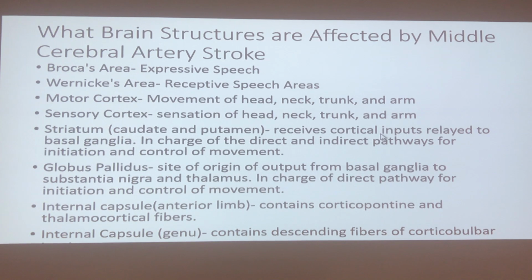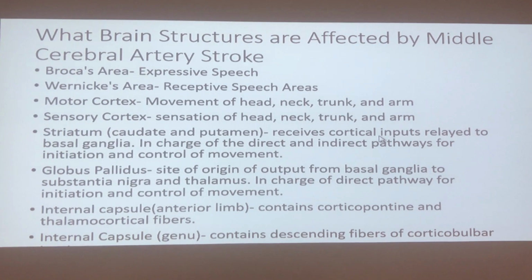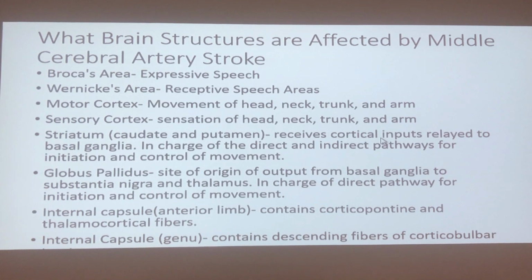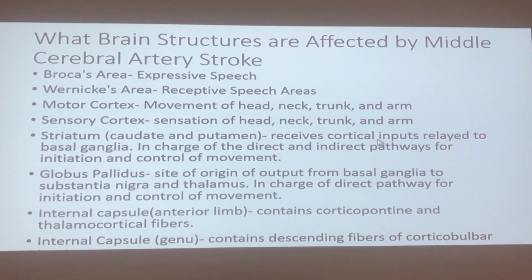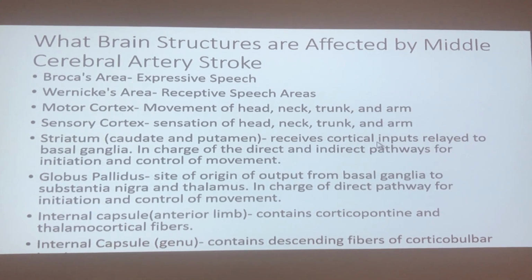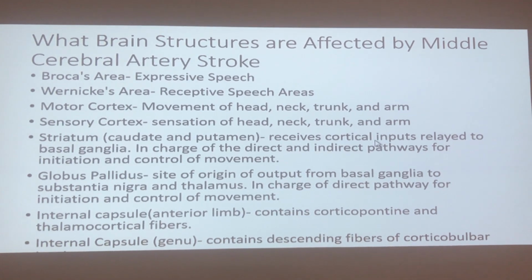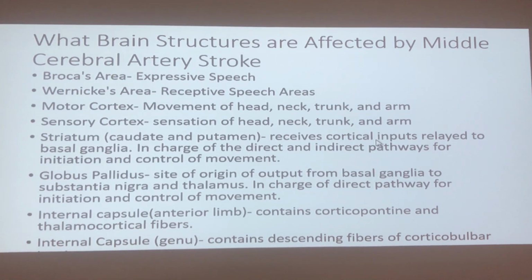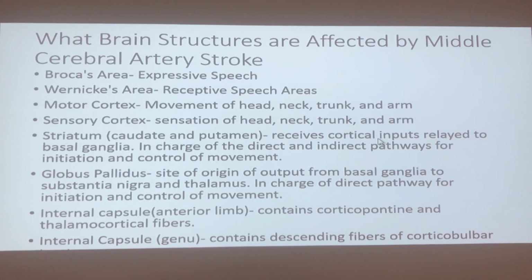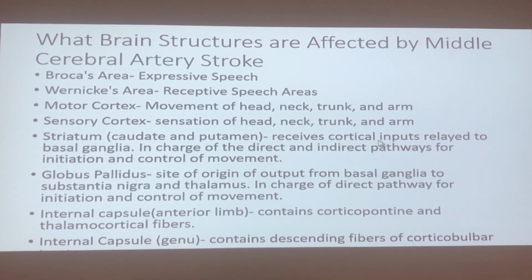The structures inside the brain that are affected are the caudate and putamen, making up the striatum, which receives cortical inputs relayed to the basal ganglia in charge of direct and indirect pathways for initiation and control of movement. The globus pallidus, which is the site of origin of output from the basal ganglia to the substantia nigra, also the thalamus, which is in charge of the direct pathway for initiation and control of movement in the globus pallidus.